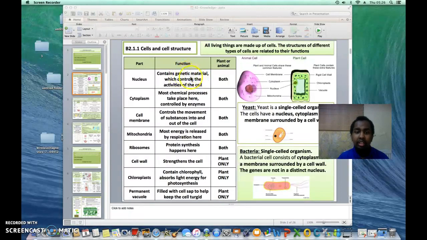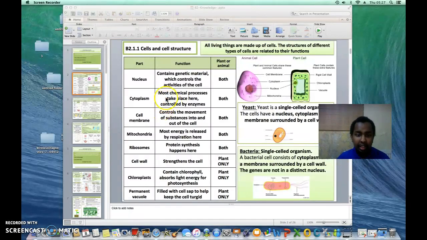all these things. Some of these things also can be influenced by the environment, but the characteristics that you inherit from your parents, these things are called genetic material. The nucleus contains all the genetic material. It controls all the activities of the cell. You can call it the brain of the cell. Both animal cells and plant cells have them.